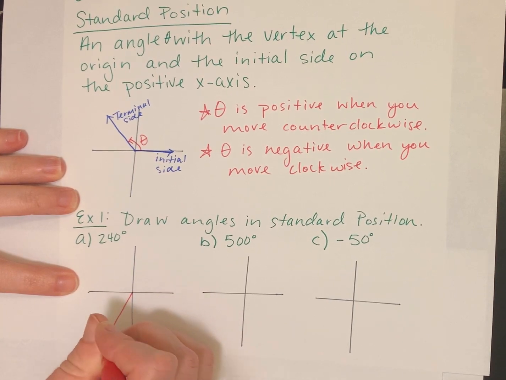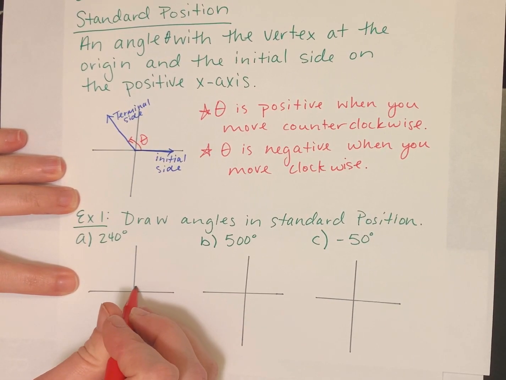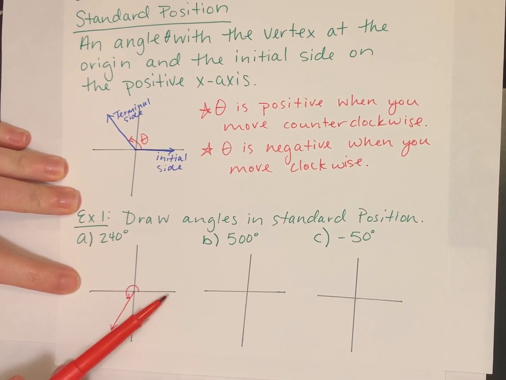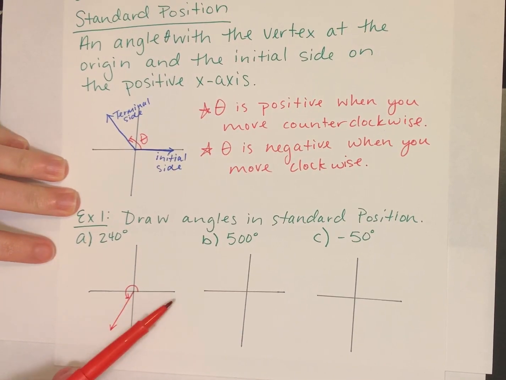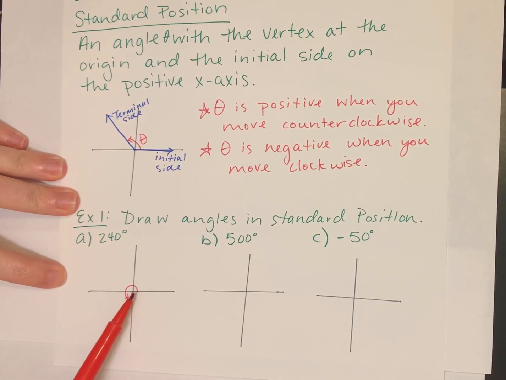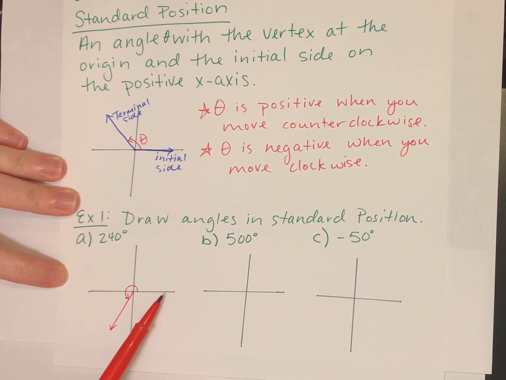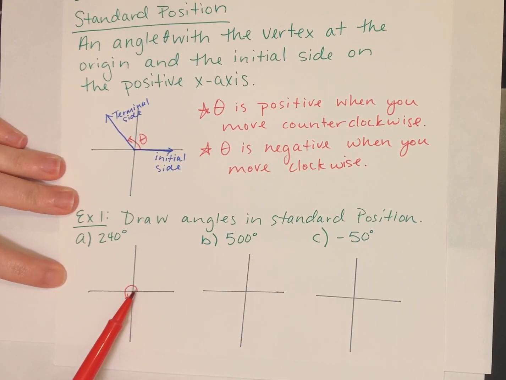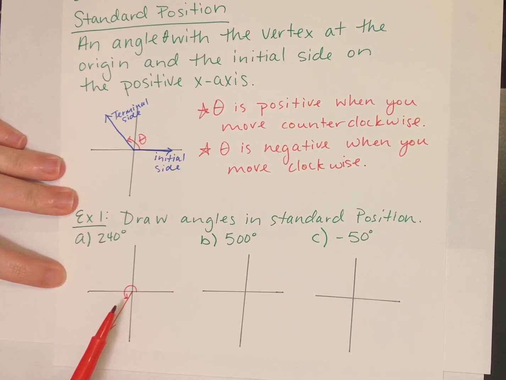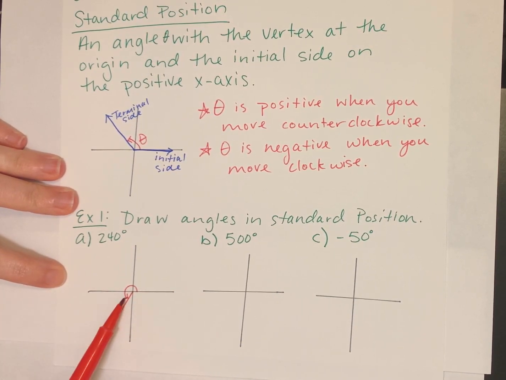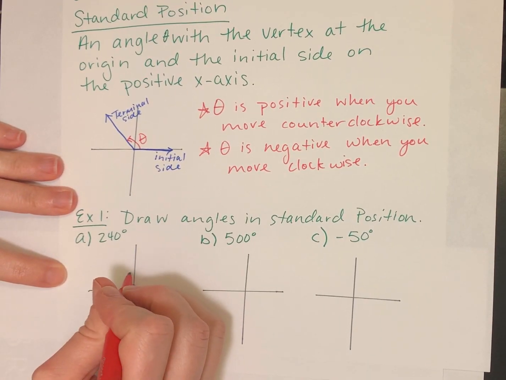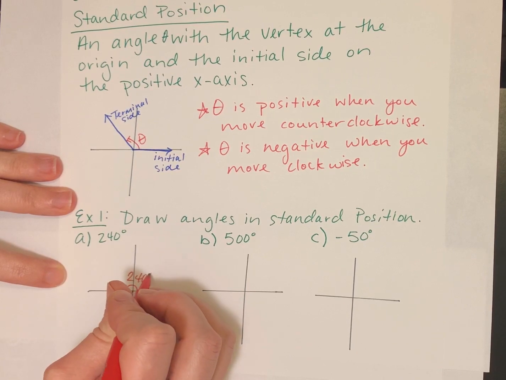So 240 degrees is approximately here, and you need to draw from the initial side, which we don't actually normally see this drawn in, right? But we know that it's there, and we know that we're starting there if we're in the standard position. And so we're showing that our angle theta is positive, and we're showing which direction we're going in. So this is 240 degrees.